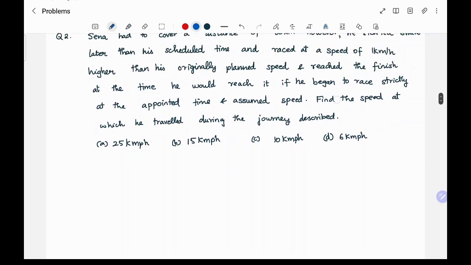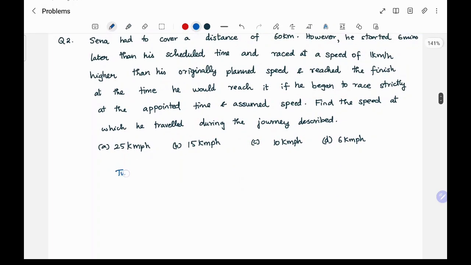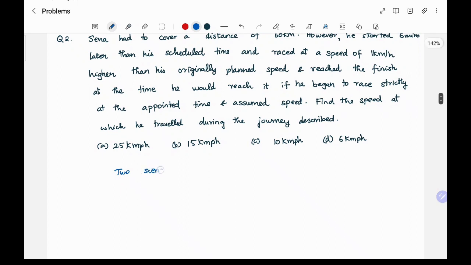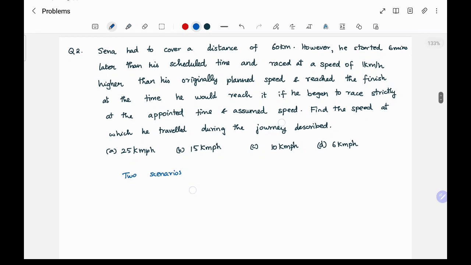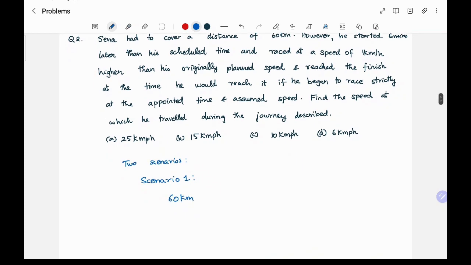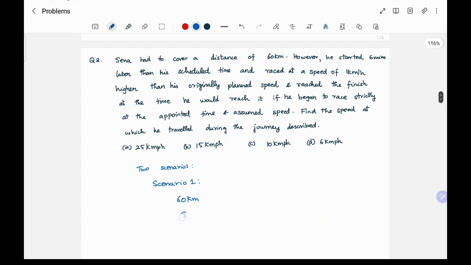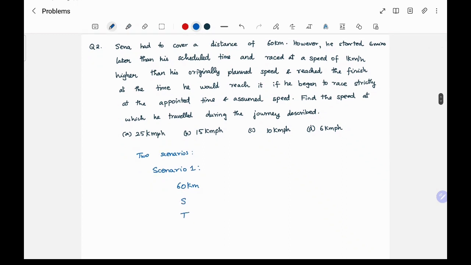So there are two scenarios they are saying. Two scenarios. So scenario 1, let's say, it is the actual scenario. Normal scenario. So he needs to cover 60 km and he's traveling, let's say, at the speed of s, and it takes some time t to reach it.